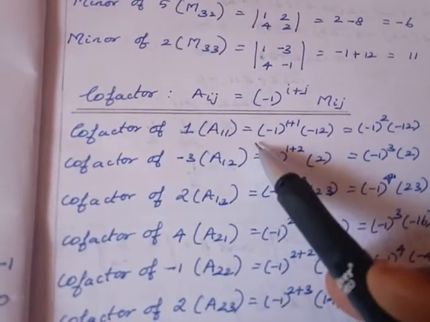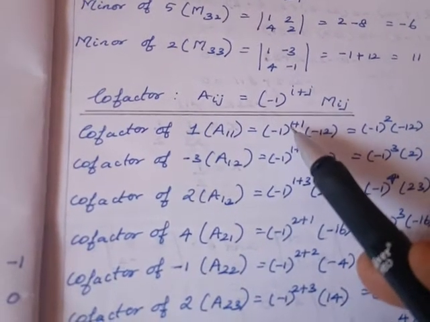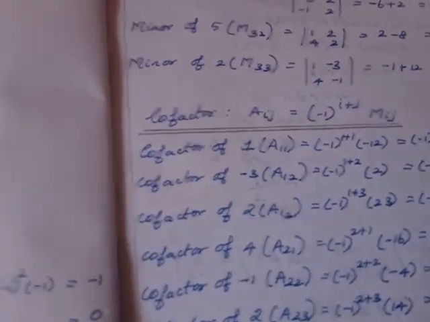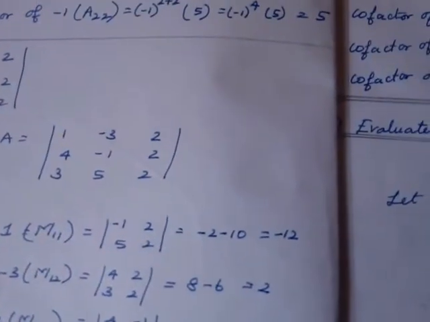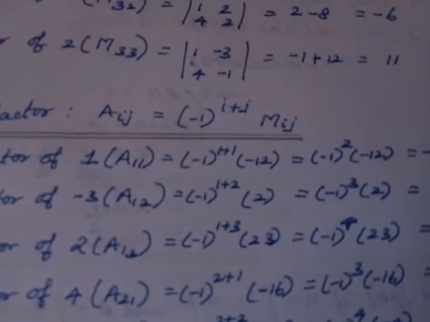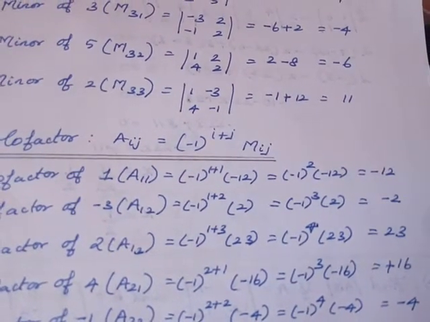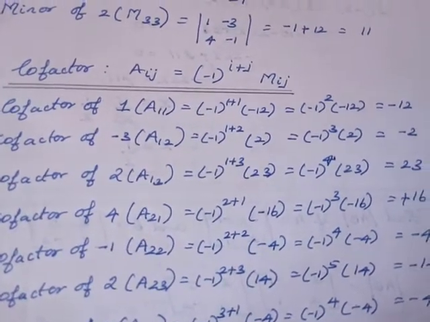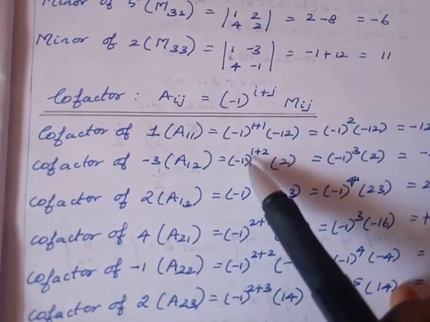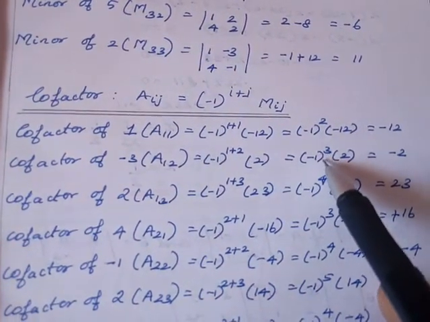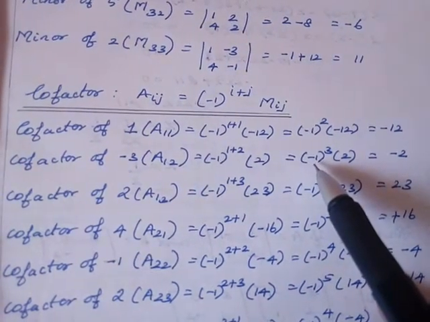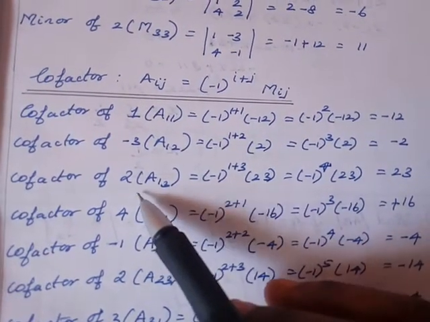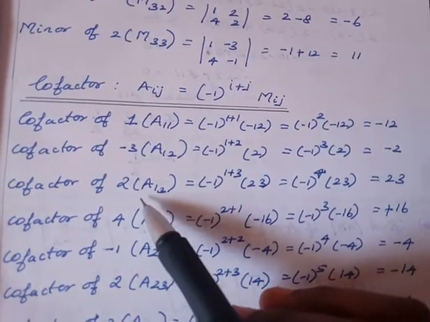Cofactor of 1. A11 equal to minus 1 to the power i plus j, first row first column, isn't it? So 1 plus 1, Mij is M11. The value for M11 is minus 12, so I have substituted minus 12. Minus 1 whole squared is 1. 1 into minus 12 is minus 12. Cofactor of minus 3, substitute here. 1 plus 2 is 3. When you get an odd number, what you have to do? You will have minus sign. So minus 1 into 2 is minus 2, A12.